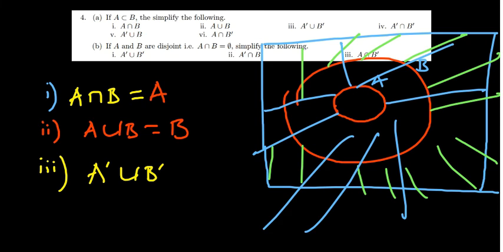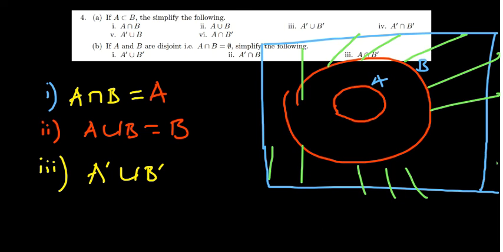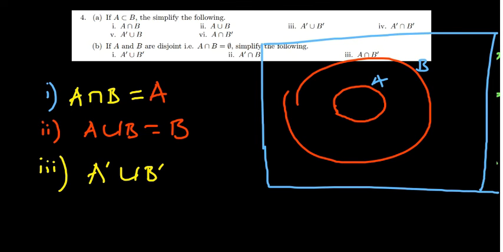So at the end of the day, you will notice that the only part that is not going to be shaded is the inside part of A. So therefore, it's just simplifying the answer as same as just A complement, because A complement will also include B complement.